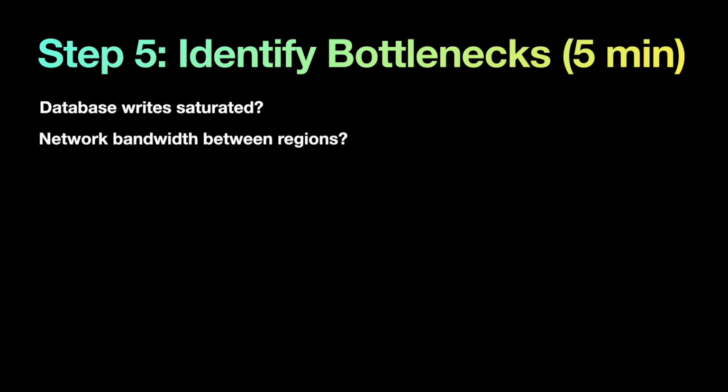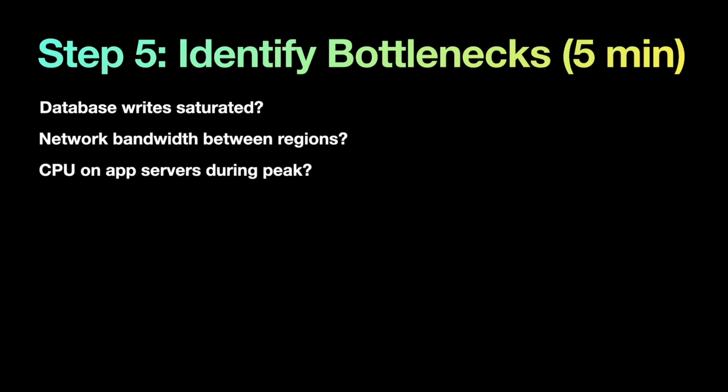So for example, are the database writes going to get saturated, right? Will there be enough network bandwidth between the regions, right? Will the CPU on the app servers be able to handle the peak, right? How is the peak traffic going to be? How is the burst traffic going to be? These kinds of topics and questions will define what the bottlenecks are.